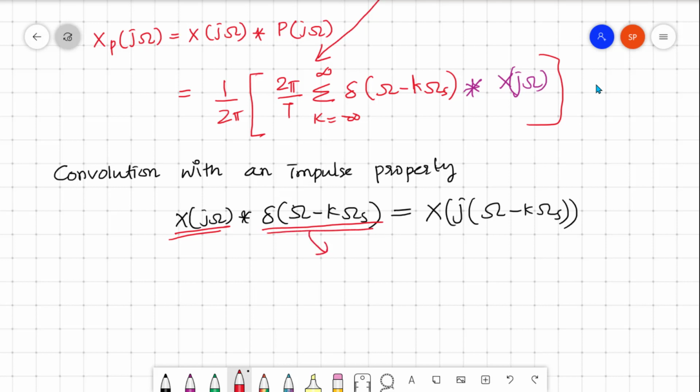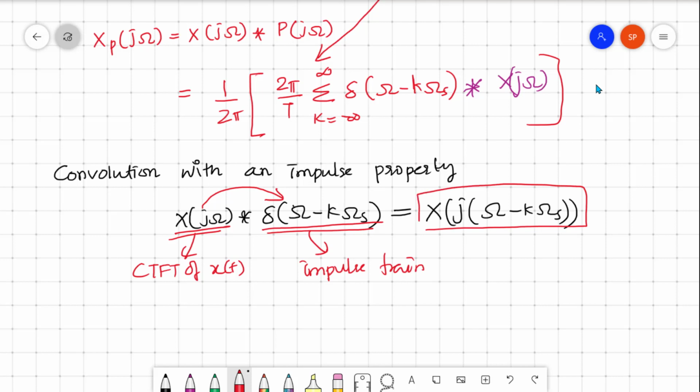So the meaning is that convolving X of j omega with delta of omega minus k omega s. This is an impulse train, and this is the spectrum or CTFT of x of t. Convolving this CTFT of x of t with the impulse train will shift this particular CTFT of x of t, that is the spectrum of x of t, to the location of the impulse train. Okay, so that will be shifted to the location of the impulse train. That is the meaning of this particular operation.